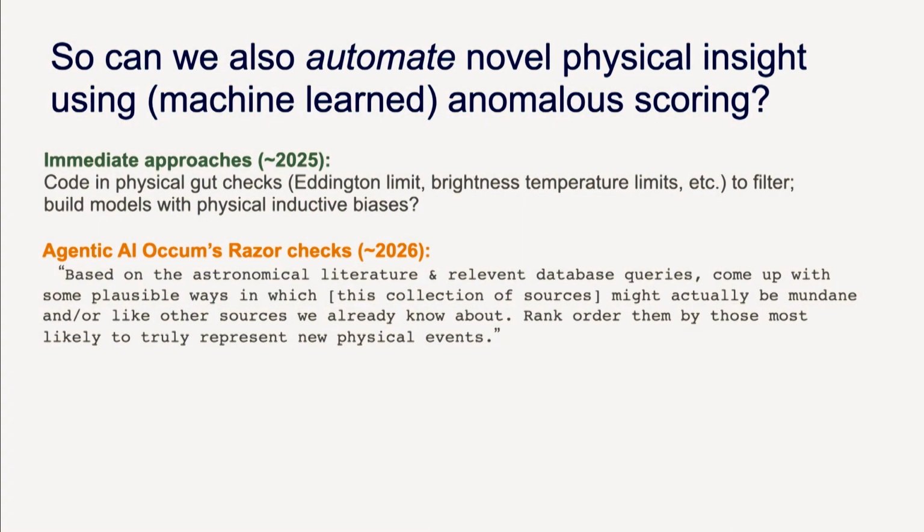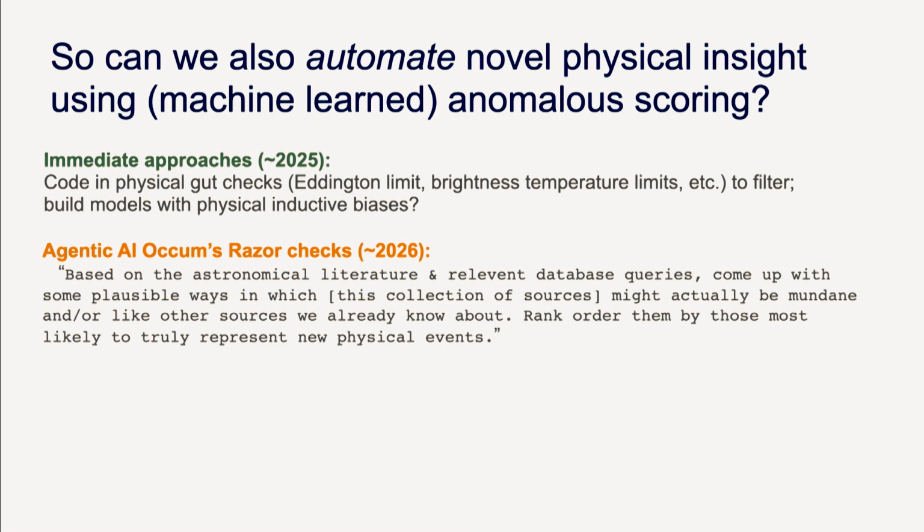We're getting to the point in LLMs where maybe we're going to start asking agentic Occam's razor questions like, here's some class of objects that I'm excited about. Can you go off and look at the literature for me and tell me what these things might be, more mundane or otherwise? I'm assuming that there's something wrong with the data, but let's figure it out. Rank order the ones that might actually be truly physical. This could be one of the filtering techniques that we'll get to very quickly.